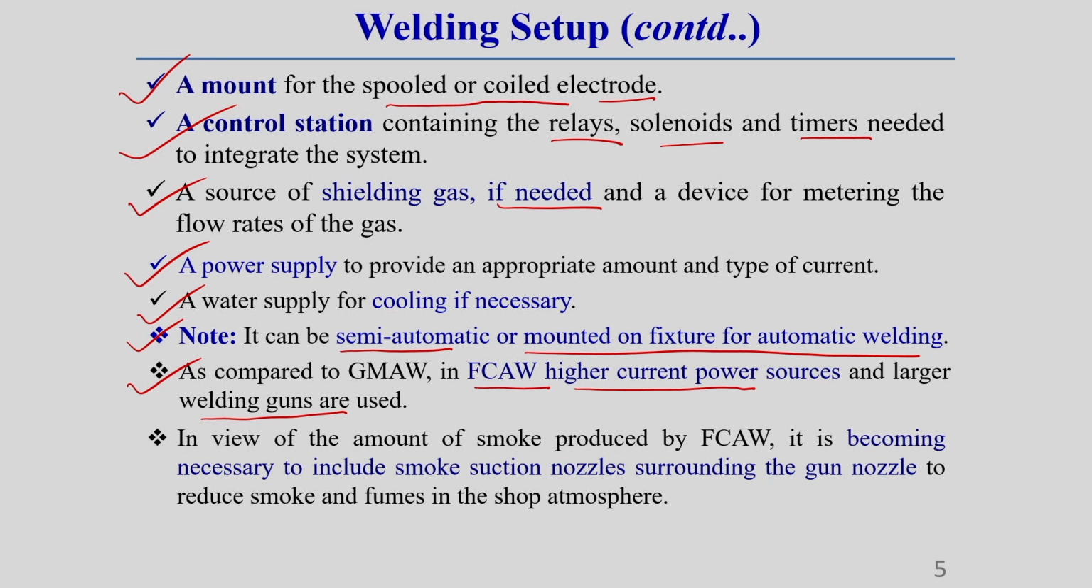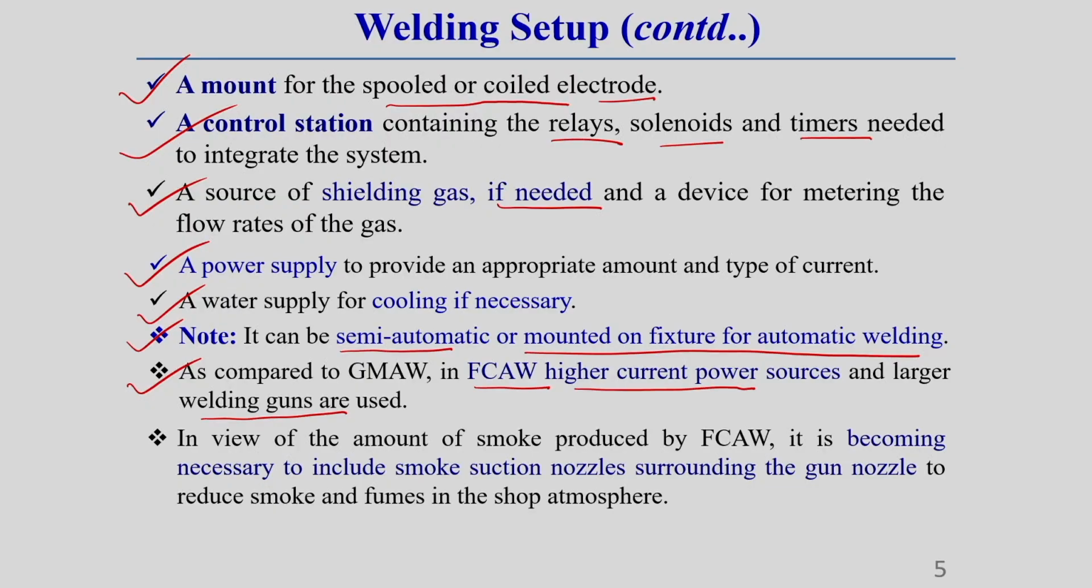Now, for shielding purposes there can be some extra shielding gas used, as in this process, due to burning of flux and the ingredients of the alloying element, some smoke can be developed which can be toxic. So, to prevent these toxic fumes, sometimes a smoke suction nozzle can be required. This smoke suction nozzle is generally placed surrounding the gun nozzle. Then it suctions the smoke from this region, which helps to prevent these toxic fumes.